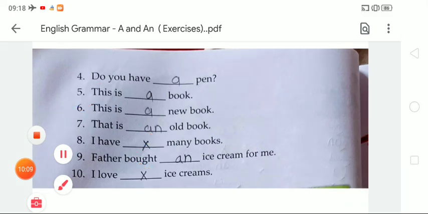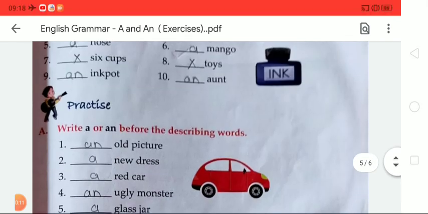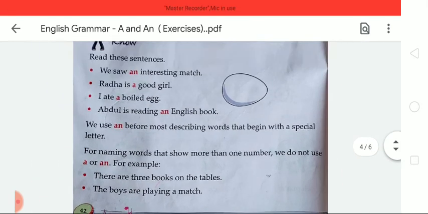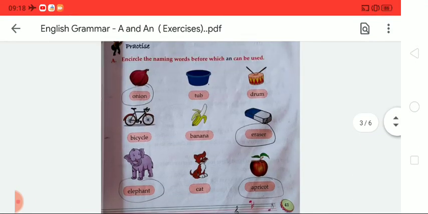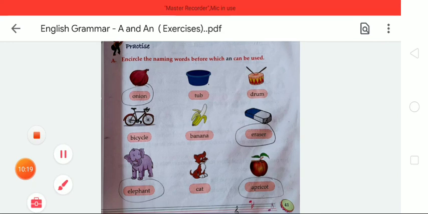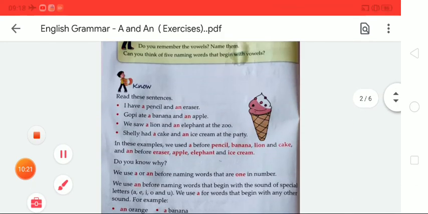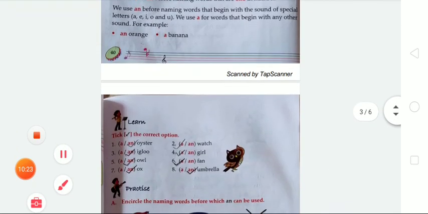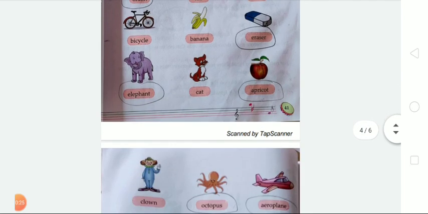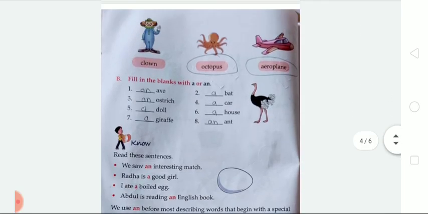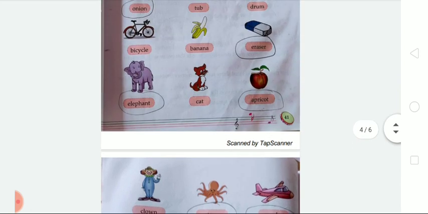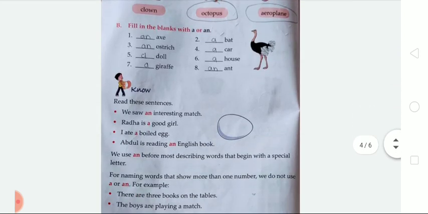So like this we have to complete these exercises of chapter number 7. So dear students, I hope it is clear to you how you can complete all these exercises in your book. And after you complete all these exercises in your book, you have to write the given exercises in your notebook with good handwriting. Okay students, it is very important for you to write all these exercises in your notebook.